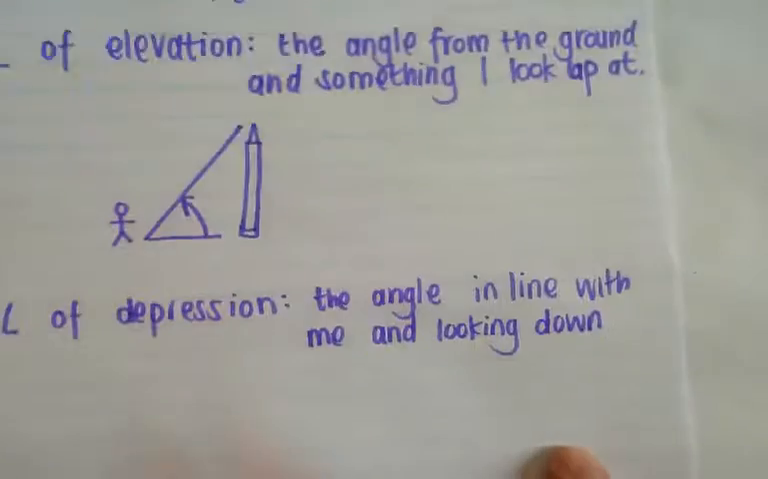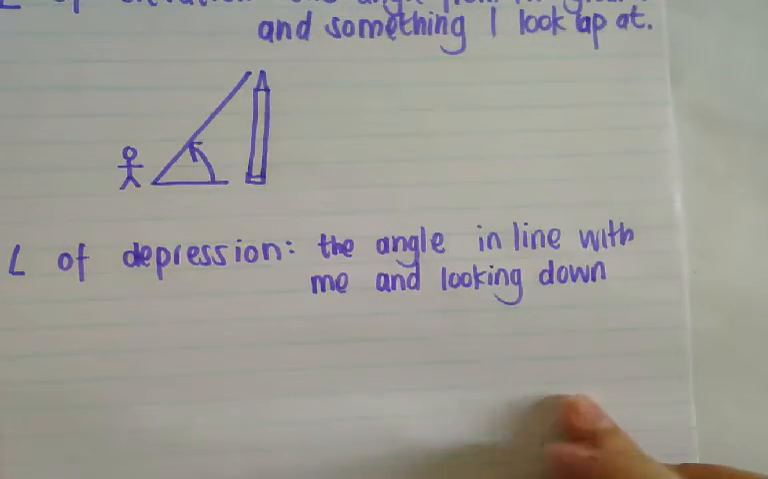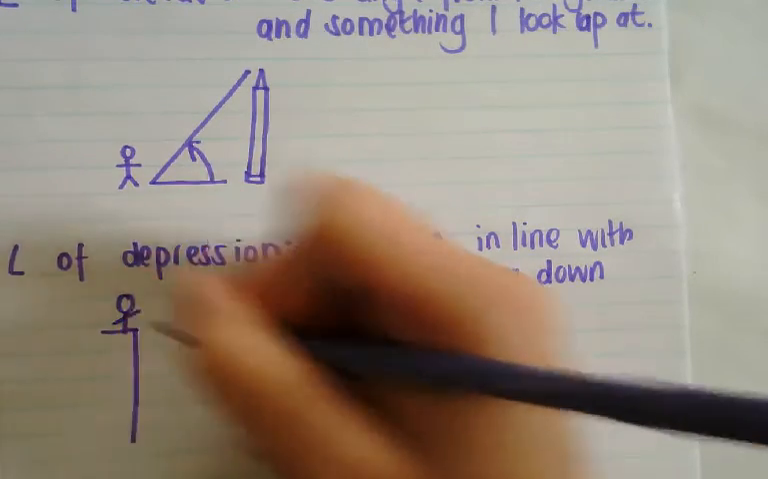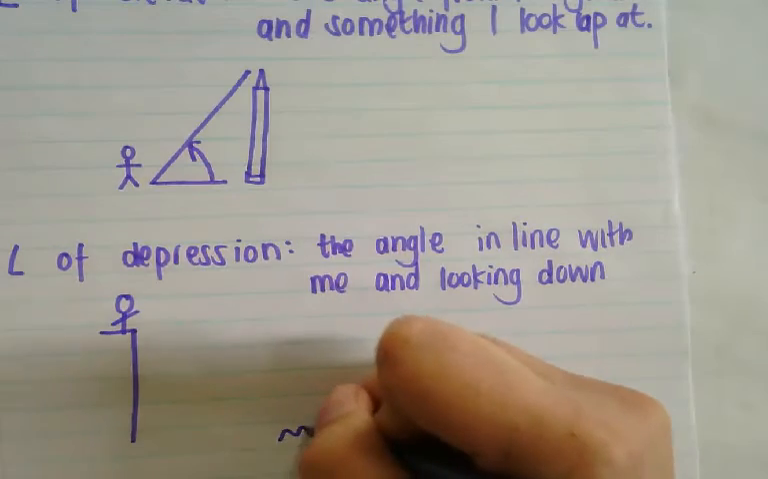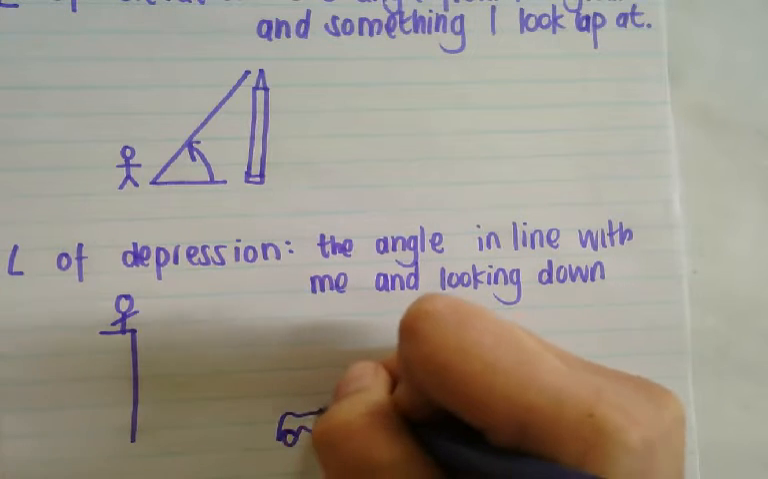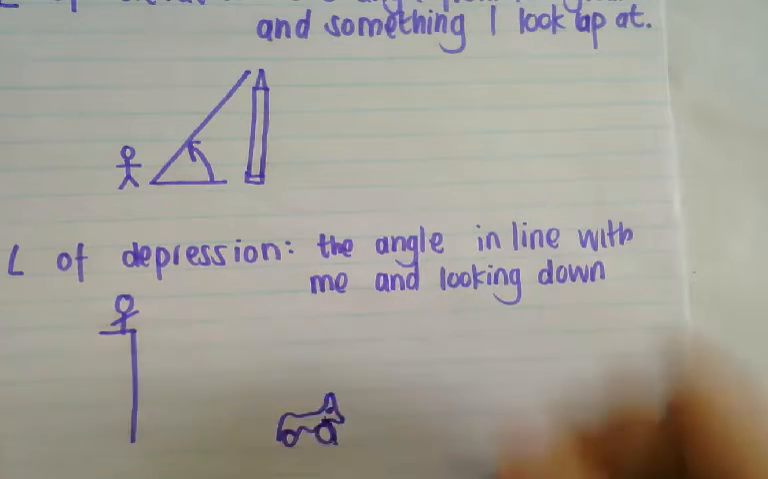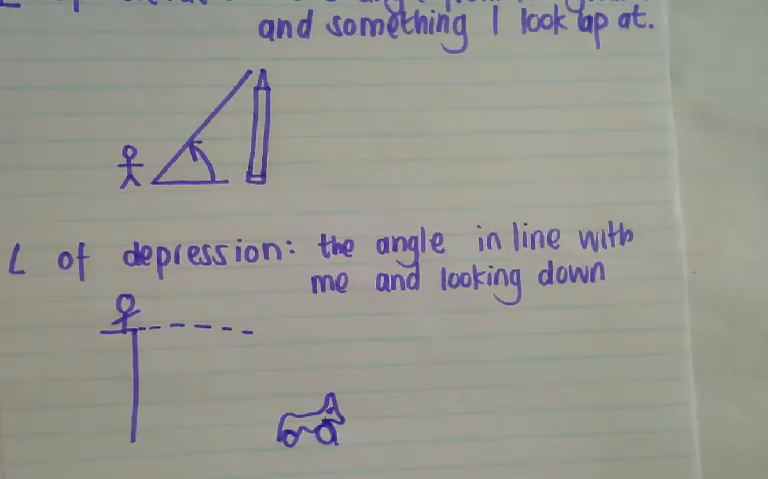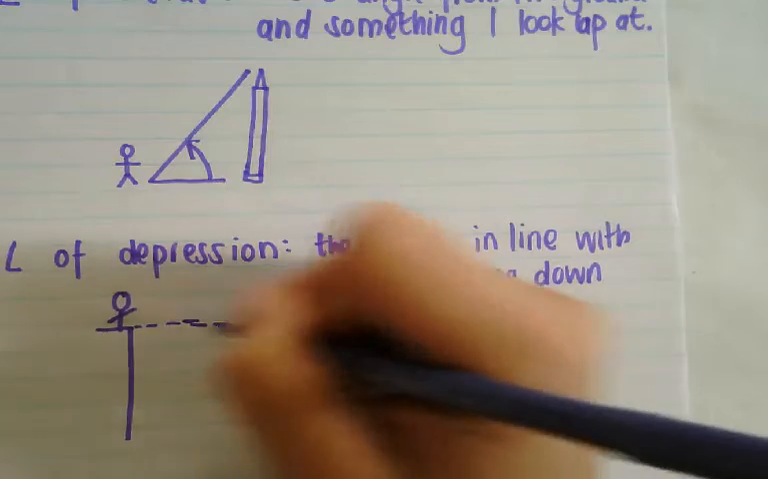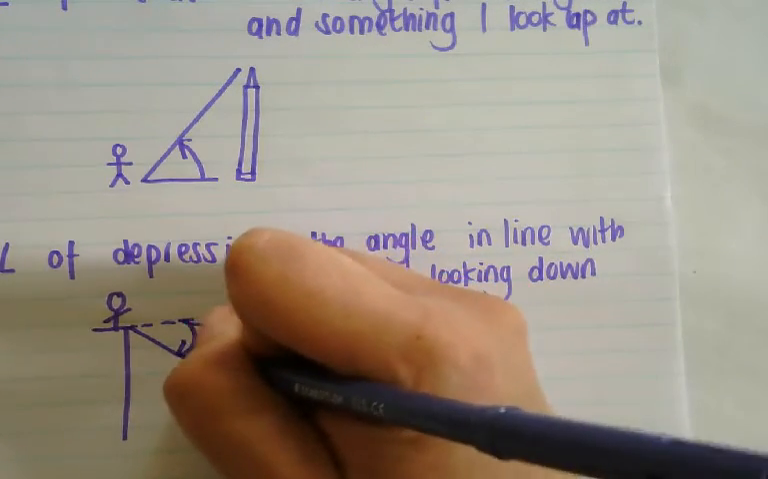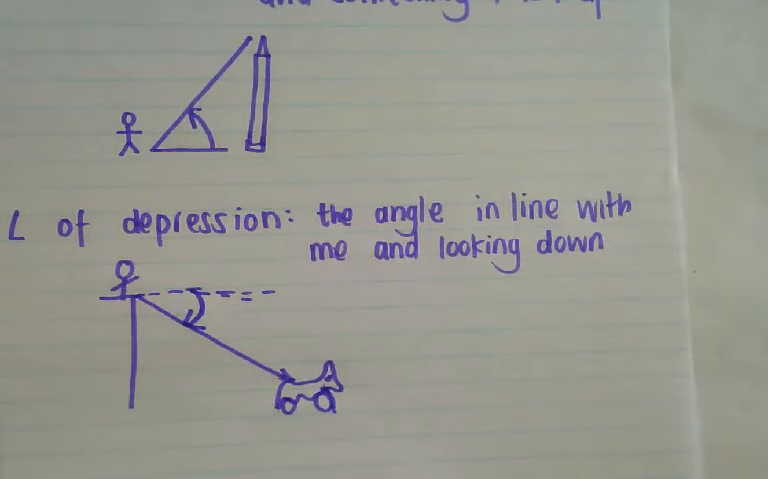So if I had to draw an angle of depression, I, for instance, would stand on top of a balcony and I would look down at the car below. Definitely cannot draw a car. Some funky thing. I'm sorry. So it's the angle in line with me and the thing. So starting in line with me and the angle that it makes to get to that thing.